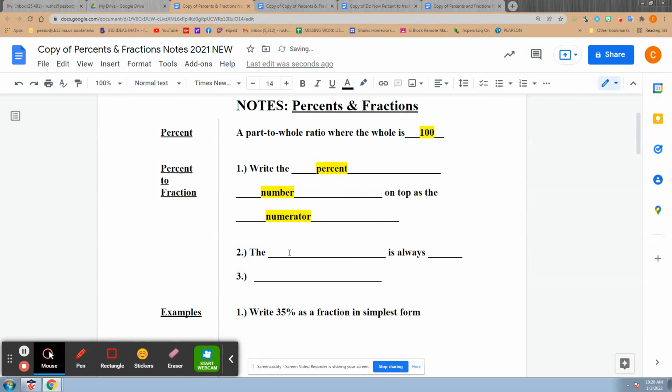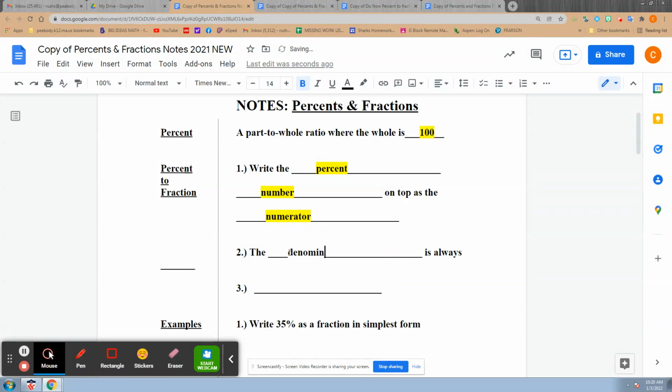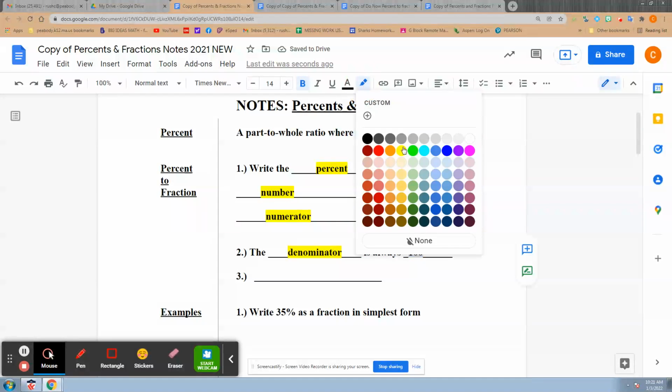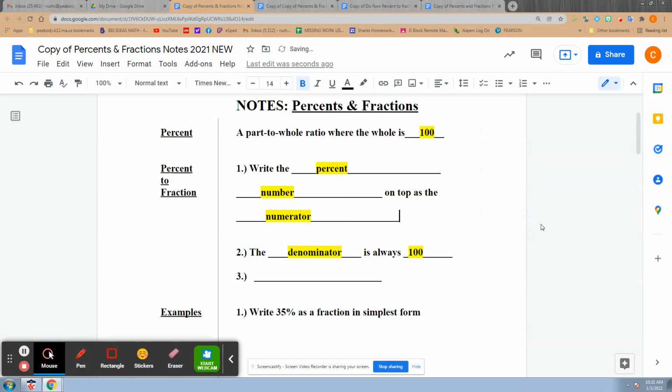The bottom of the fraction, or the denominator, will always be 100 because percents, we said, are always out of 100. So the denominator, which is the bottom number of the fraction, will always be 100. And then the last step is sometimes we can simplify. That's when we divide to make the fractions smaller, or we can use the ABC button on the calculator.